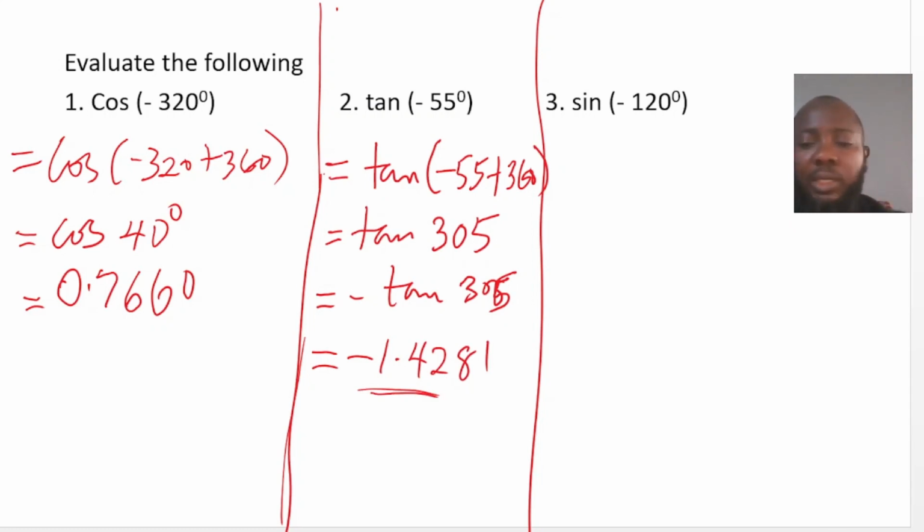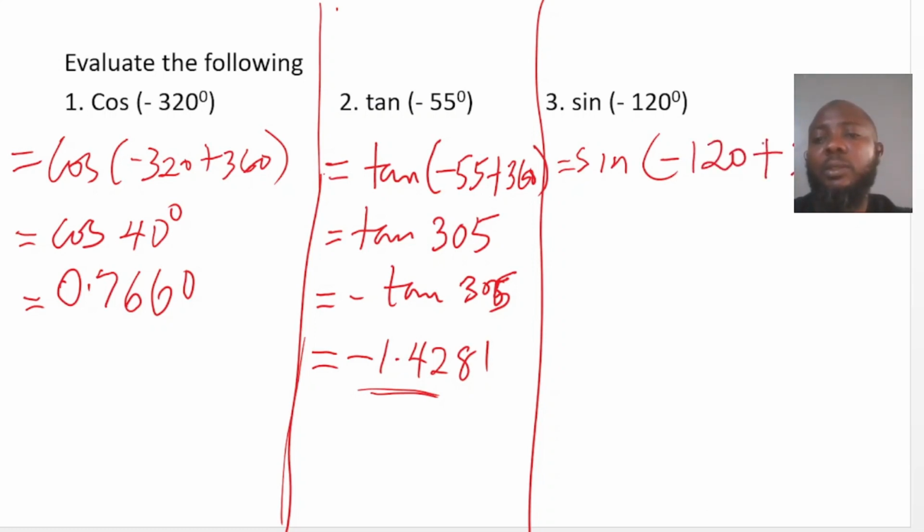Then for the last one here, we have sine of minus 120. So that means we have sine of minus 120 plus 360 degrees. So when you add it, that's going to give us 240 degrees. All right. So you now ask yourself, which quadrant does 240 fall?